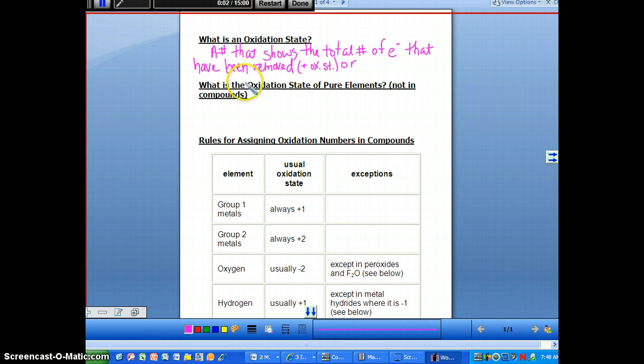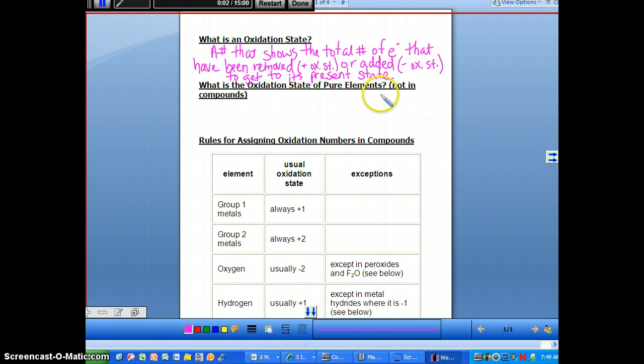And we all know that electrons can be removed or they can be added. So they can be added, which would give them a negative oxidation state. So it's a number that shows the total number of electrons that have been removed or added to get to its present state. And you'll actually see this is very similar to charge, which we've talked about before.